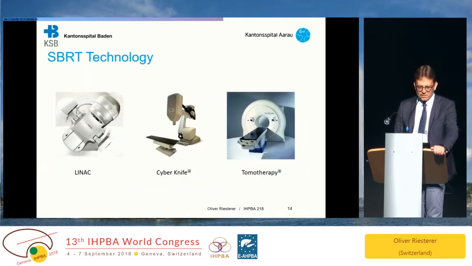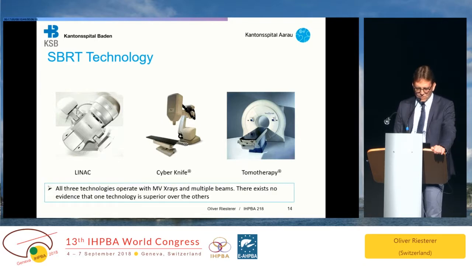With regard to SBRT technology, as you know, there are different technologies on the market. You can do this with a linear accelerator, with a CyberKnife, or with a tumor therapy. So it's important, I think, to clearly state all 3 technologies operate with MV X-rays, usually treat with multiple beams, and there exists no evidence that one technology is superior over the others.